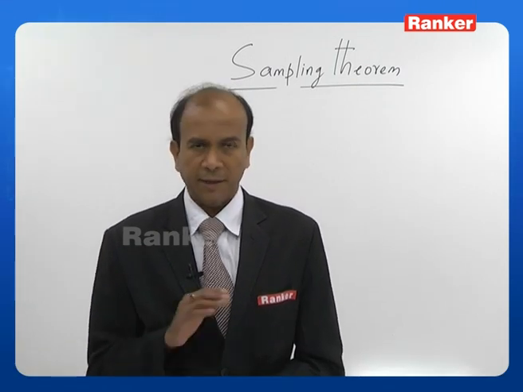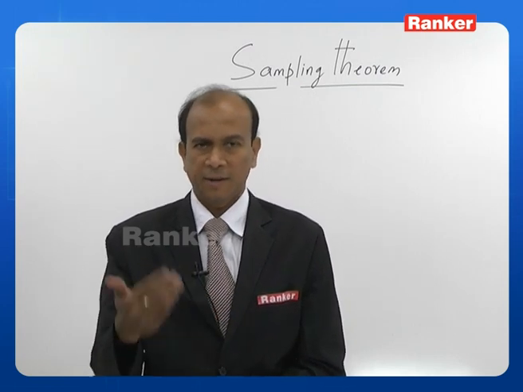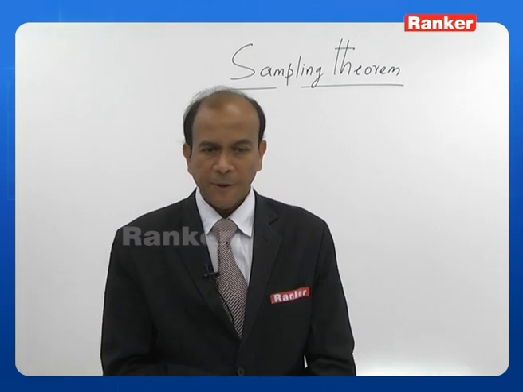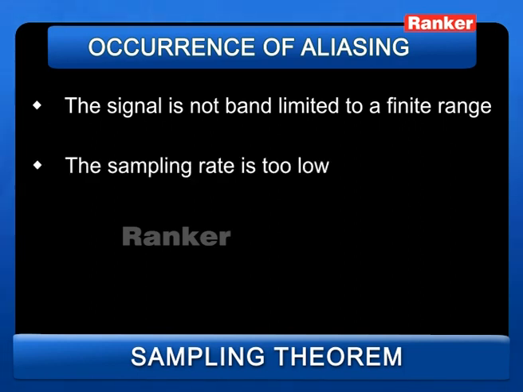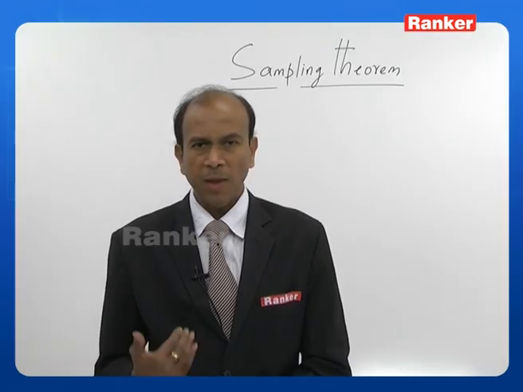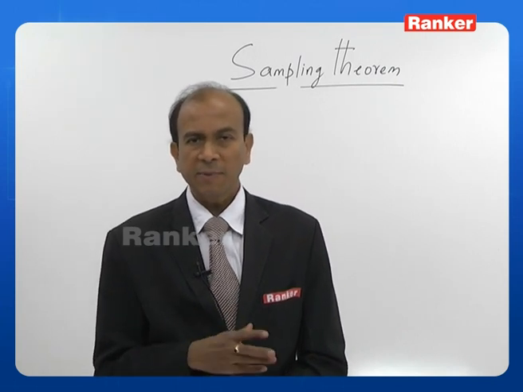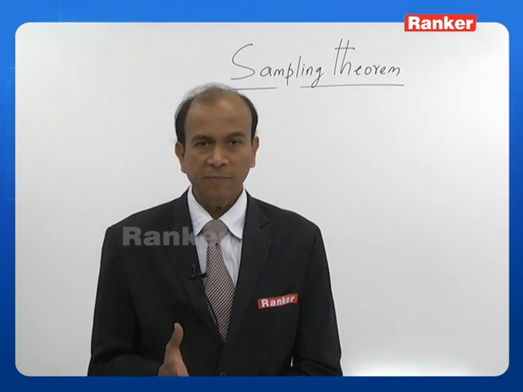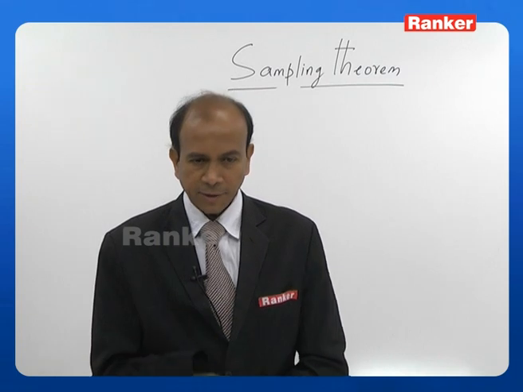How does aliasing occur? Okay. So, we have seen one condition. The first point is the signal is not band limited to a finite range. That is, there is no omega m properly defined or no Fm properly defined. The second is the sampling rate is too low, that is, Fs is less than 2Fm. Sampling rate Fs, as per Nyquist's theorem, must be greater than or equal to 2Fm. But if it is less than that, that is, the sampling rate is too low, aliasing occurs.